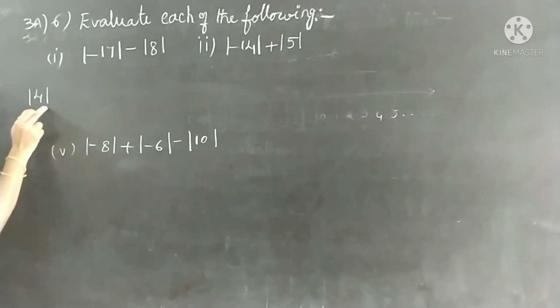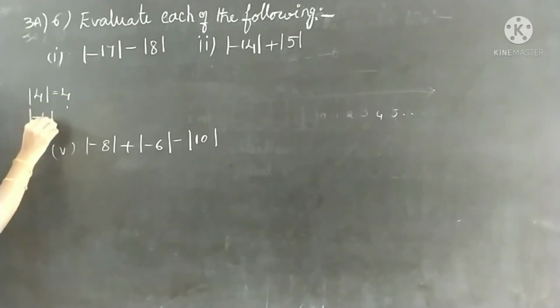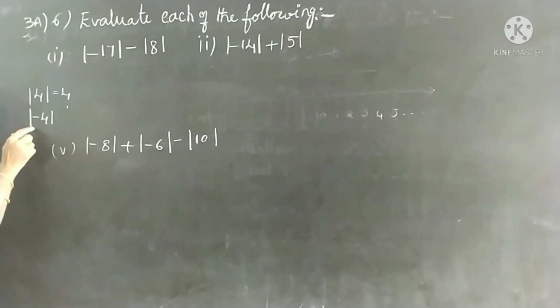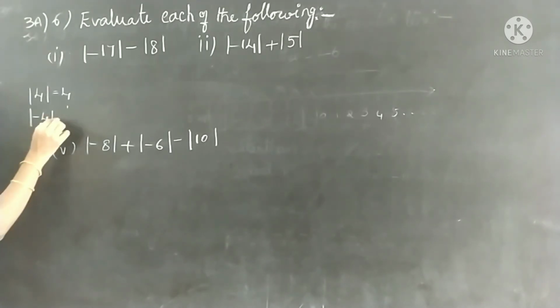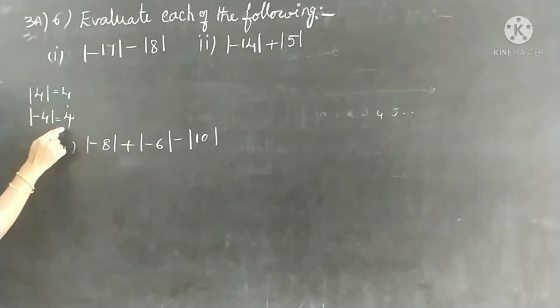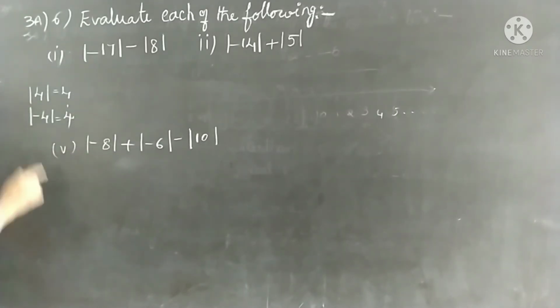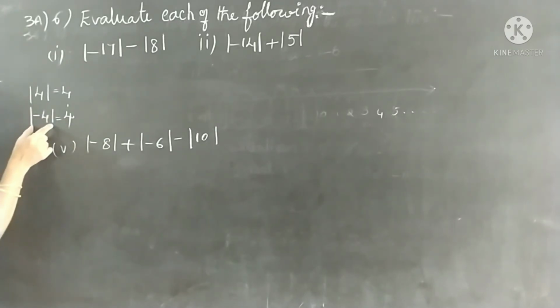Modulus of 4, absolute value of 4 will be 4 only. Suppose we have a negative number in the mod, between the 2 lines, that time also you will get the result as a positive number only. That is called absolute value. Mod of -4 will be 4 only. Absolute value of any number is always a positive number. Absolute value means you have to mention it between 2 lines. This is called modulus. Mod of -4.